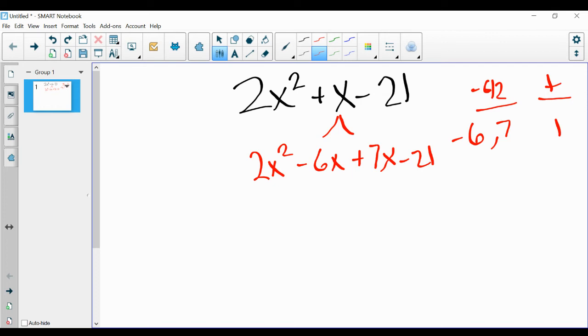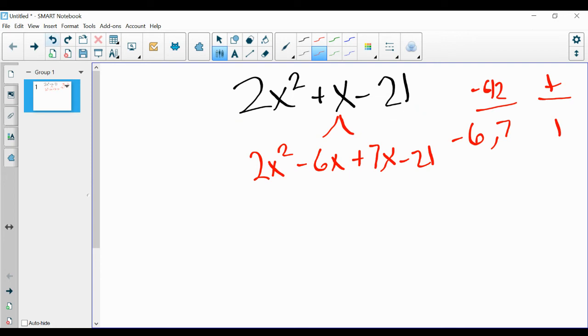Okay? So I broke down that middle term x into two components, but combined they would get me back to x. X could have been broken down in many different ways. It could have been a positive 8 and a negative 7, right? Because there's only a difference of 1 and you'd be left with 1x. But this specifically had to be a negative 6 and a positive 7 because when we took our a value and our c value and multiplied them together, we were left with negative 42.